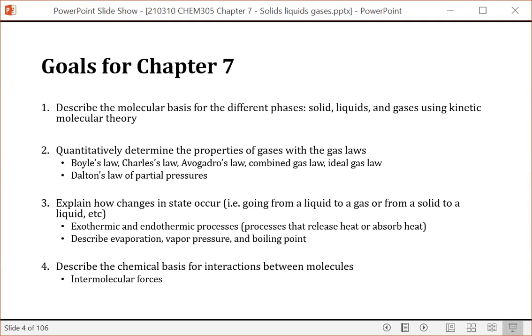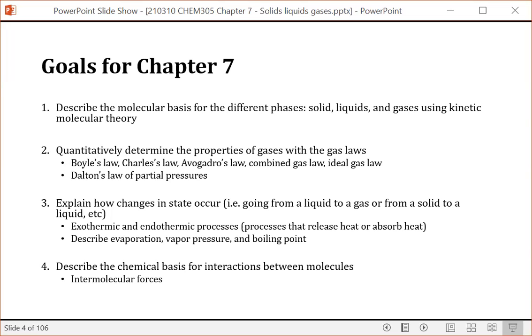We want you to be able to explain how changes in state occur, like, for example, going from a liquid to a gas or from a solid to a liquid. And so we can explain these as being what are known as exothermic or endothermic processes. If they release heat when they undergo a phase change, or if it takes heat, like absorbs heat, takes energy to undergo a phase change. So you'll be able to describe phase changes as being exothermic or endothermic processes. Do they take heat or do they give off heat? And then we'll be able to describe evaporation, vapor pressure, and boiling point in more detail.